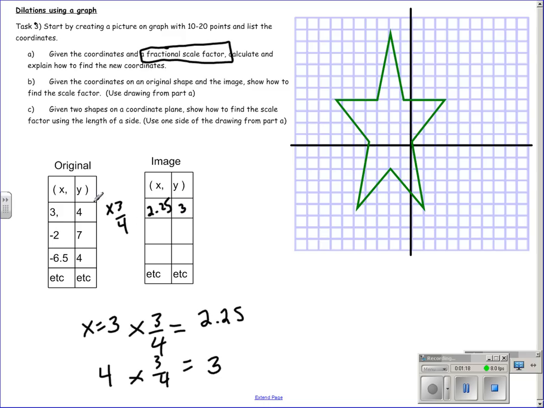After you do that for every single point, you will replot it. 2.25 over, up 3. By the way, when you finish, you will have a similar image that's smaller than your exact same design. Once again, your design needs to have 10 to 20 points. That's part A. Part B is you're going to prove to me that your coordinates are correct.